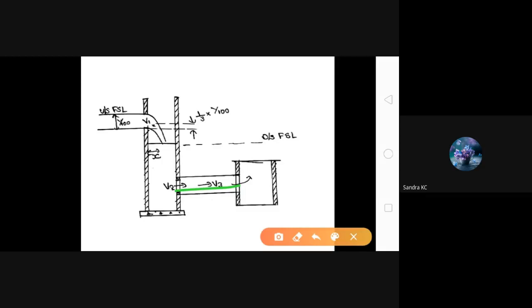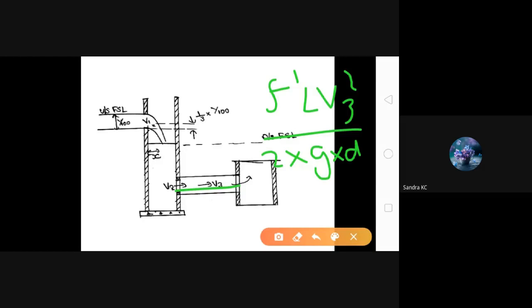Okay, head loss in pipe length is equal to, there is an equation to determine the value, F dash into L V3 square divided by 2 into G into D. Okay, F dash into L V3 square divided by 2 into G into D.